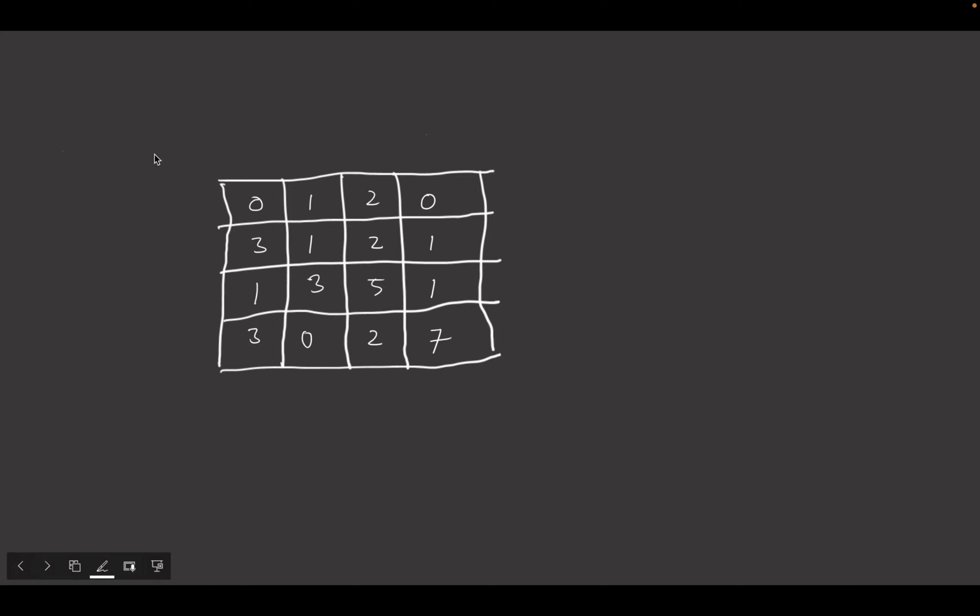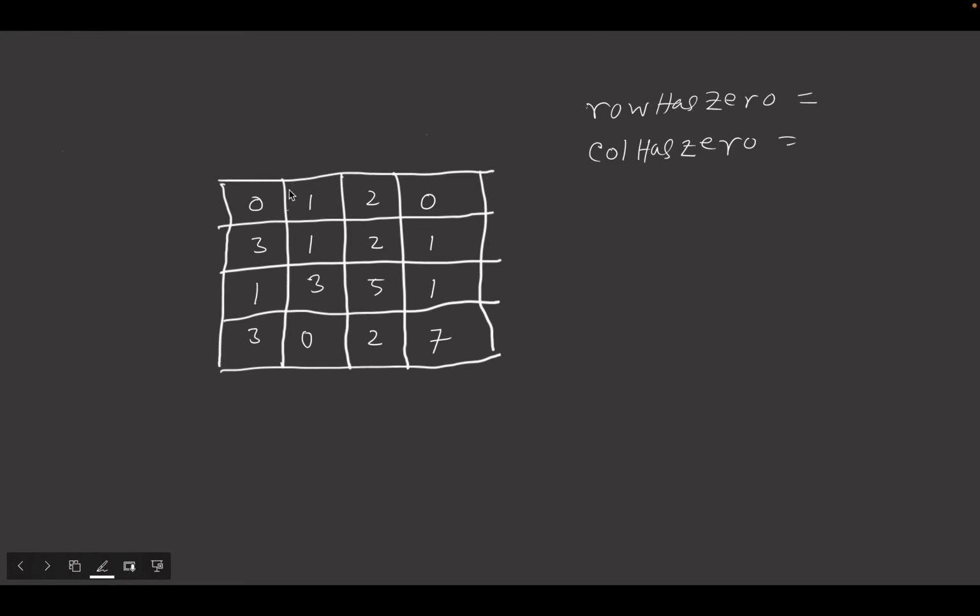So let's see how to solve this problem efficiently. First thing, we will check if we have 0 in our first row and in our first column. We'll create two variables: row has 0 and col has 0. If the row has 0, we'll set this variable to true. If the column has 0, we will set this variable to true.